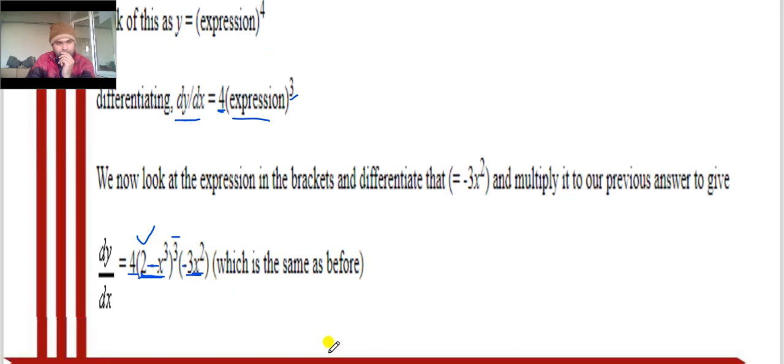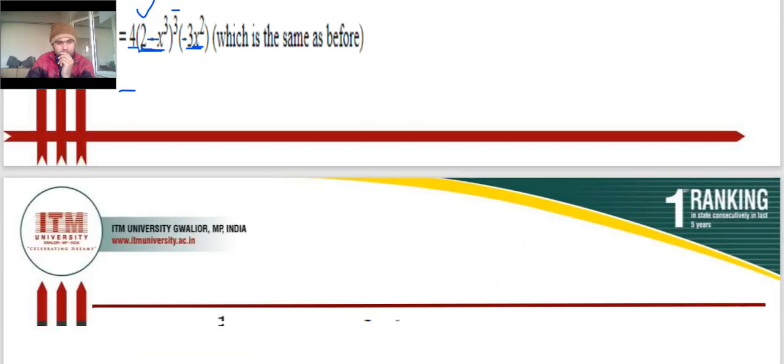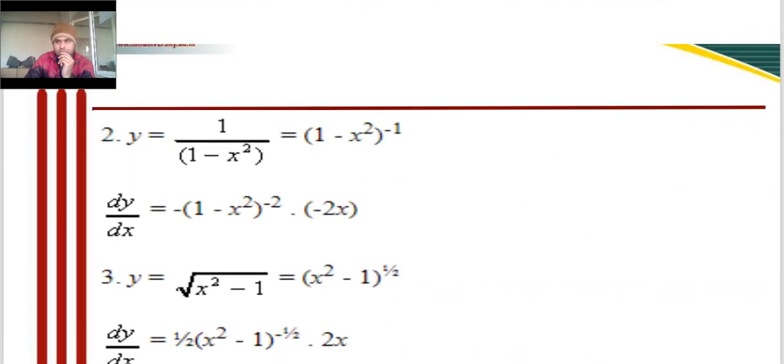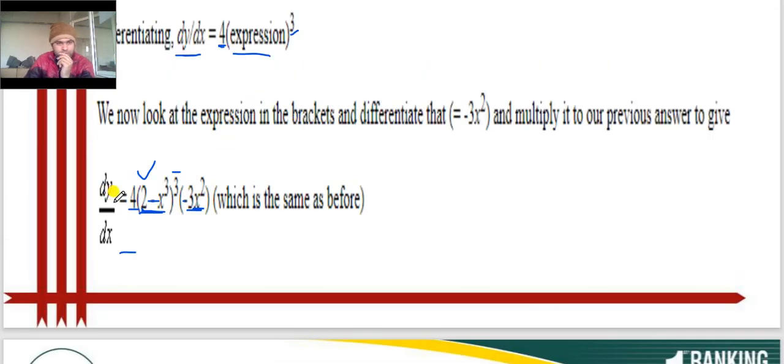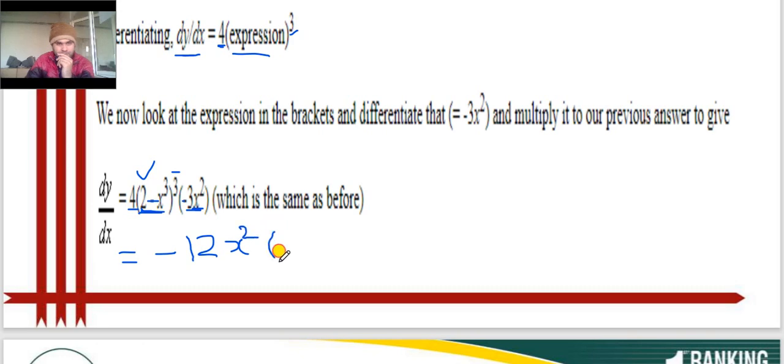Now we multiply the things. This 4 is multiplied with this minus 3, so it becomes minus 12 x square and 2 minus x to the power 3 whole to the power 3. So this is your final answer of this question.